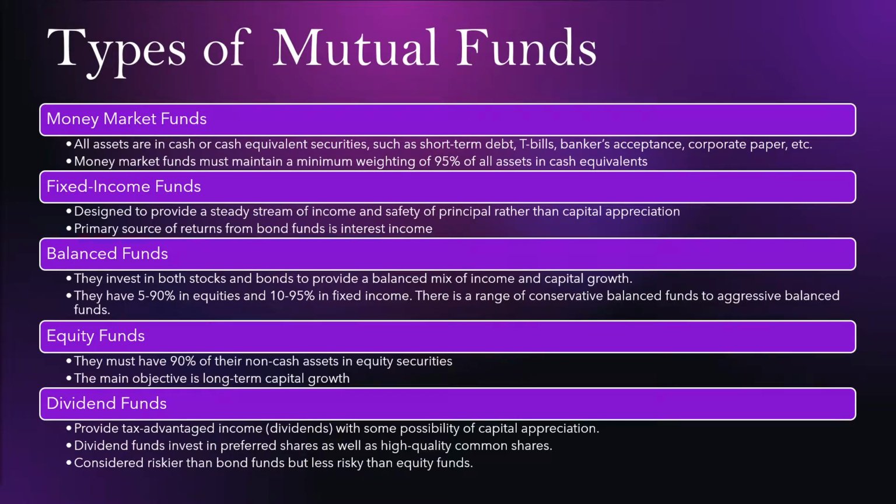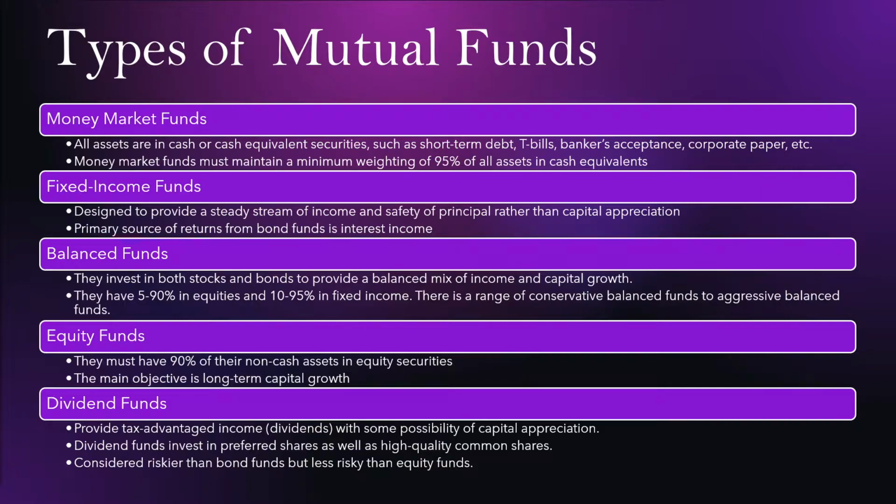Now, fixed income funds are designed to provide a steady stream of income and safety of principal rather than capital appreciation. So mostly they are things like bonds. Usually they're more long-term bonds or medium-term bonds, so anything that matures longer than 1 year. And the primary source of returns from these bond funds is interest income. Interest income is taxed at a higher rate than dividends and capital gains, so that is something to keep in mind when you are using bond funds or fixed income funds.